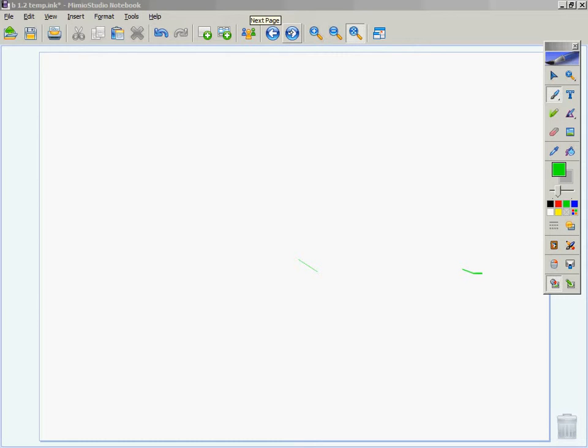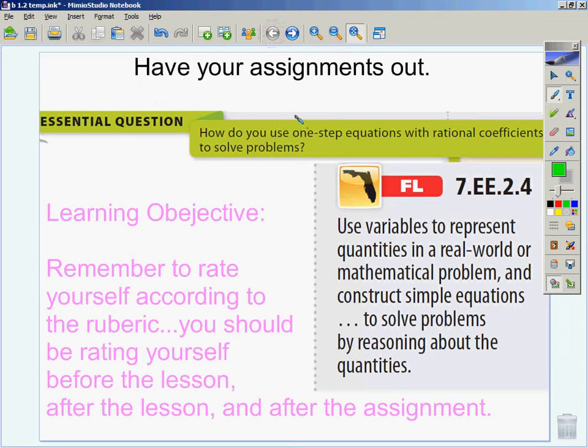Okay. On your packet, I can tell you that, again, at the beginning of class, you saw this. And you're going to see this every time you get a new packet. This is your learning goal or your objective of the day. Use variables to represent quantities in real-world or mathematical problems. Construct simple equations to solve problems by reasoning about quantities.